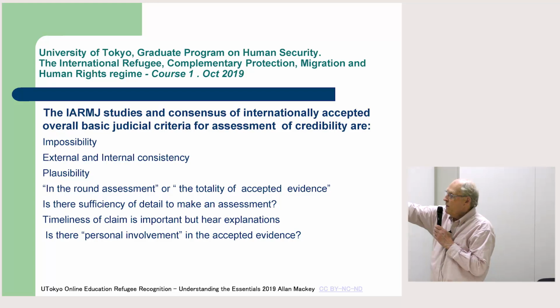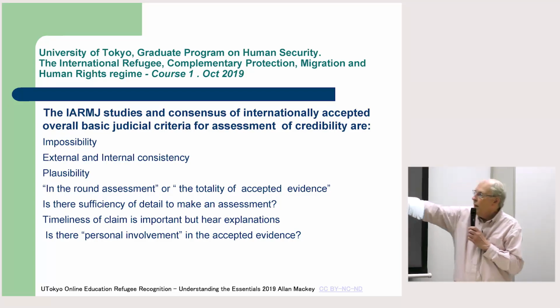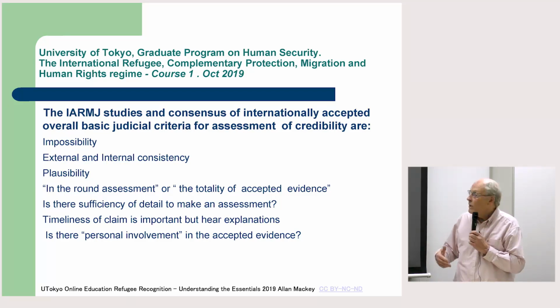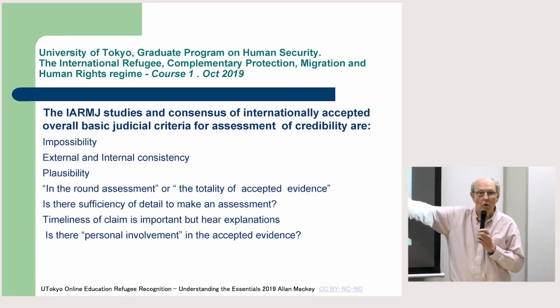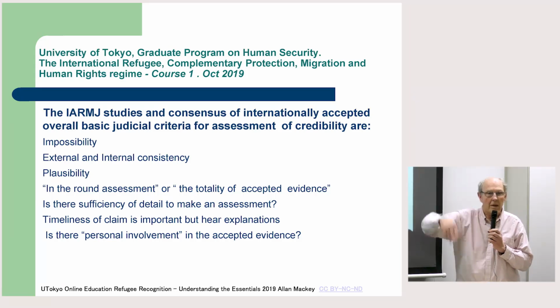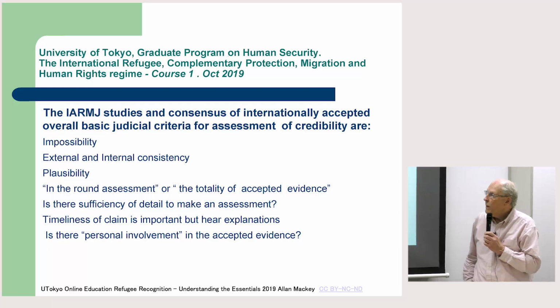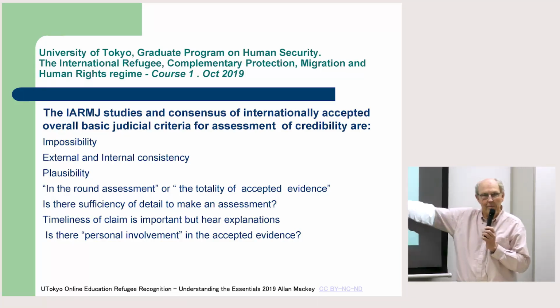Again, the next one really is external and internal consistency. External is when country information tells you that's not the situation or it is the situation. So you can go through consistency with that sort of thing. Internal is their own story, like the person saying they crossed a border that doesn't exist or that sort of thing. Then it gets harder.